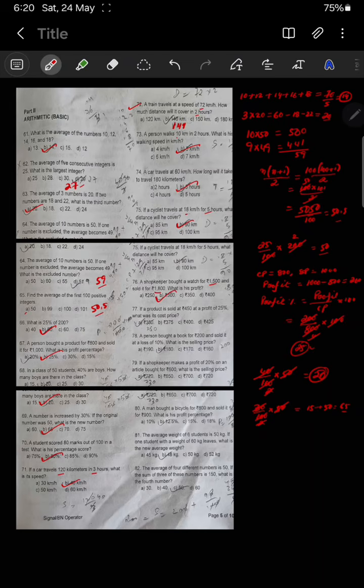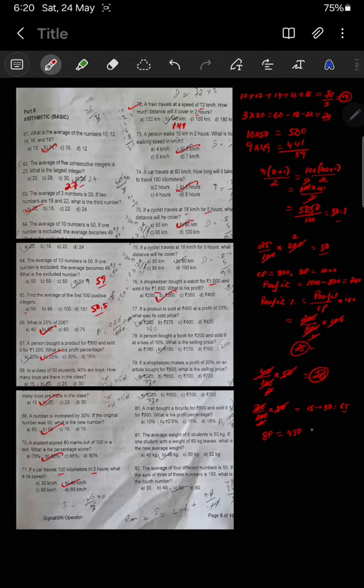Next, question number 77. If a product is sold at 450 at a profit of 25%, then what was its cost price? Okay, so here it is given values. What value is given? Selling price is given, 450. Okay, so selling price is given to you 450. And next, what value given?